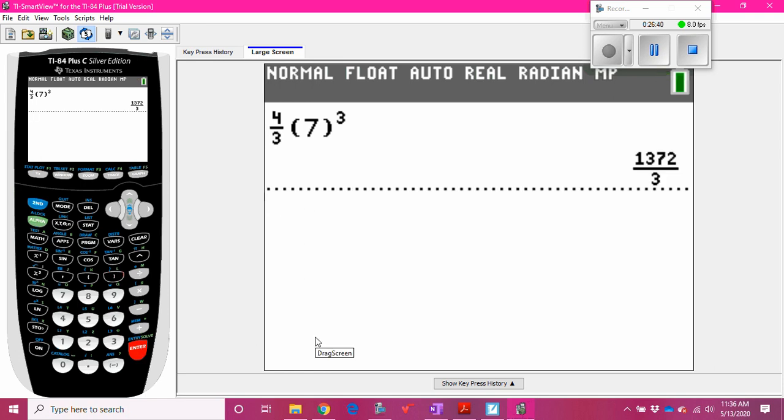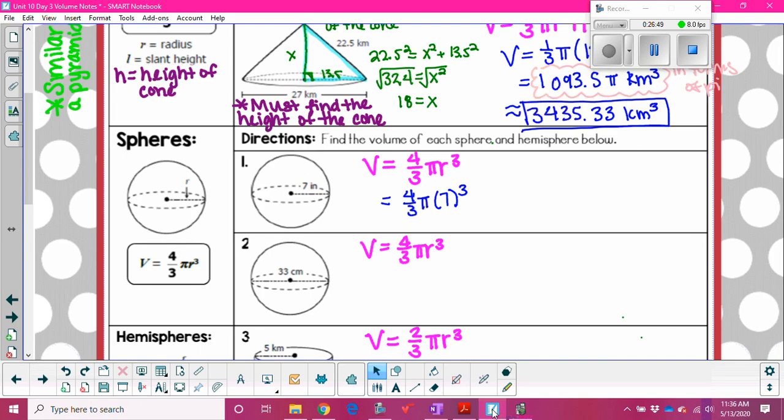1,372 over 3. That is an accurate answer. Don't give me a decimal, give me the fraction. Okay, so let's go back over here because that is the most accurate answer. And we're just going to write that we got 1,372 over 3 pi, and the units there are inches cubed, so they're cubic inches.